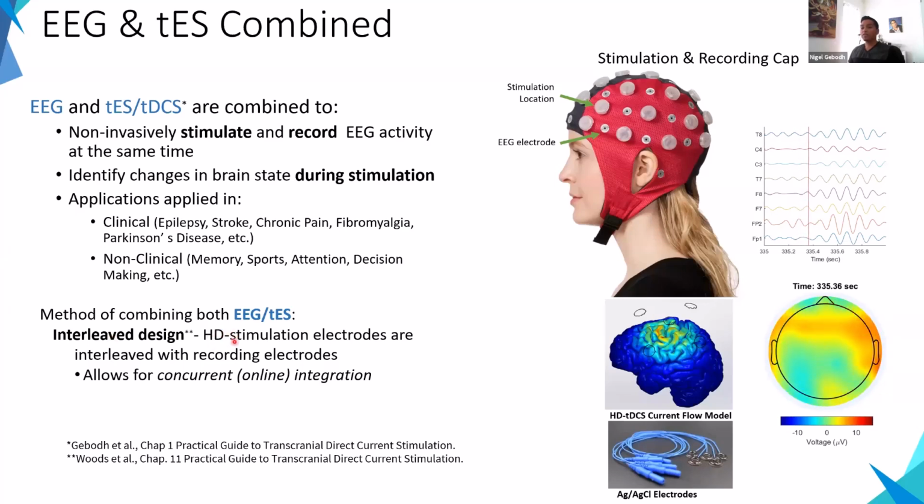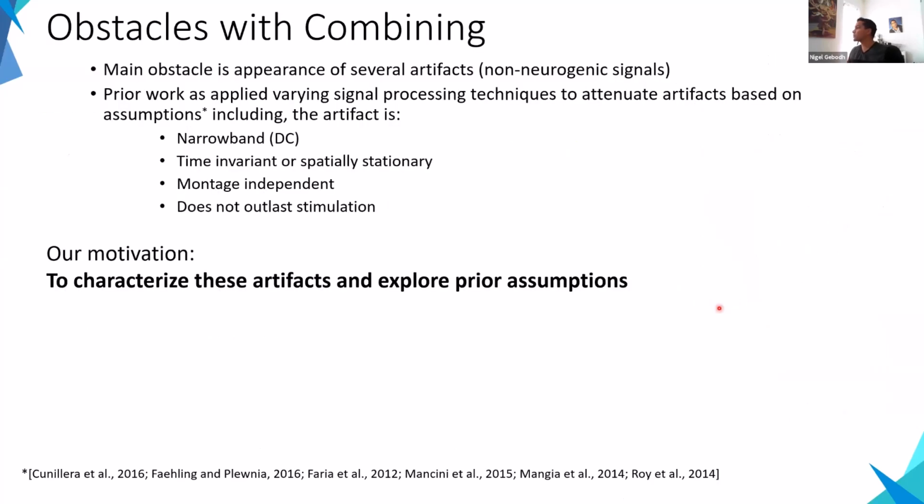Now, one method of combining both TDCS and EEG is with an interleave design. And with an interleave design, what you have is that the HD TDCS electrodes are interleaved with the recording electrodes here. And what this allows for is the recording and stimulation at the same time. What it doesn't allow for, though, is recording and stimulating at the same site.